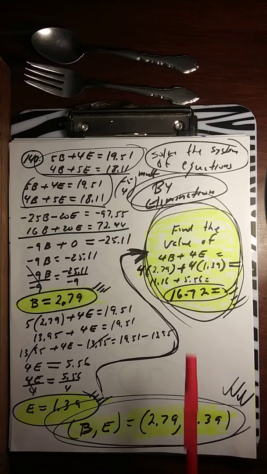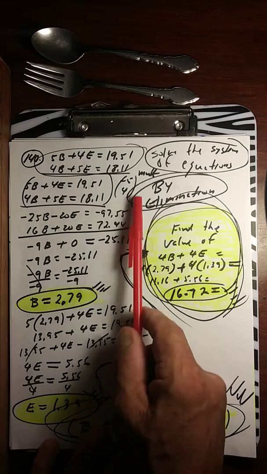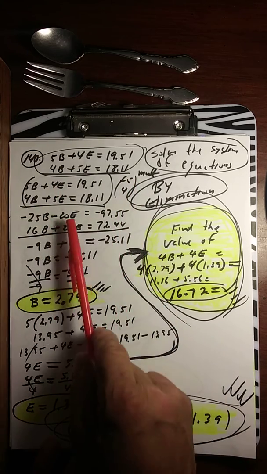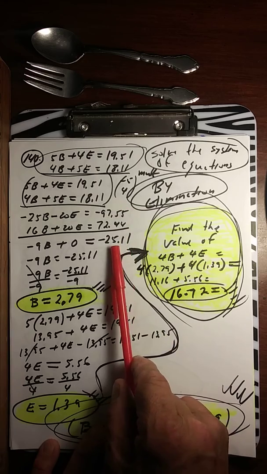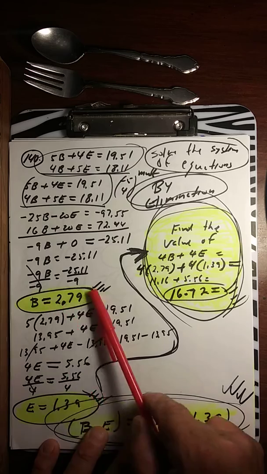Solve the system by elimination. There's the original problem, multiply negative 5 and 4 across. You're going to get these numbers here. Now add them straight down. This is going to be negative 9, that's going to be 0. That's going to be 25, negative 25.11. Divide by negative 9, so b equals 2.79.